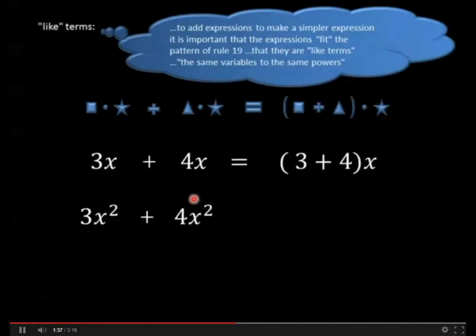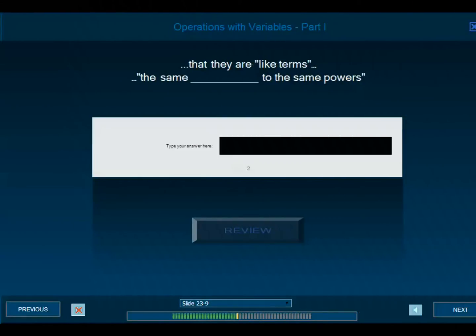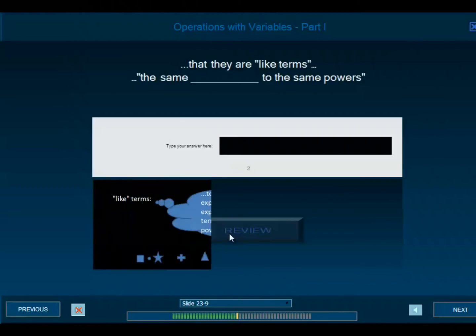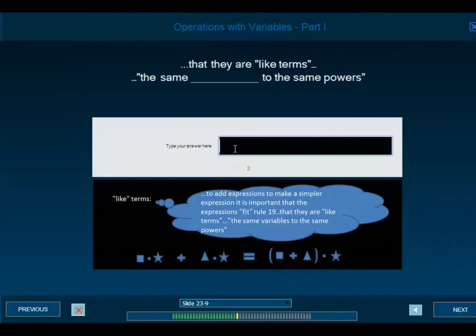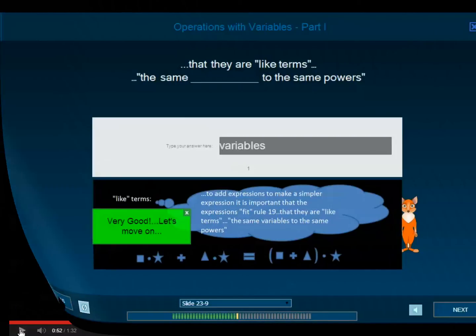Parts of the terms are the same variables, x and x, to the same powers, 2 and 2. It is important that they are like terms. In other words, the same variables to the same powers. Very nice. That they are like terms, the same variables to the same powers.